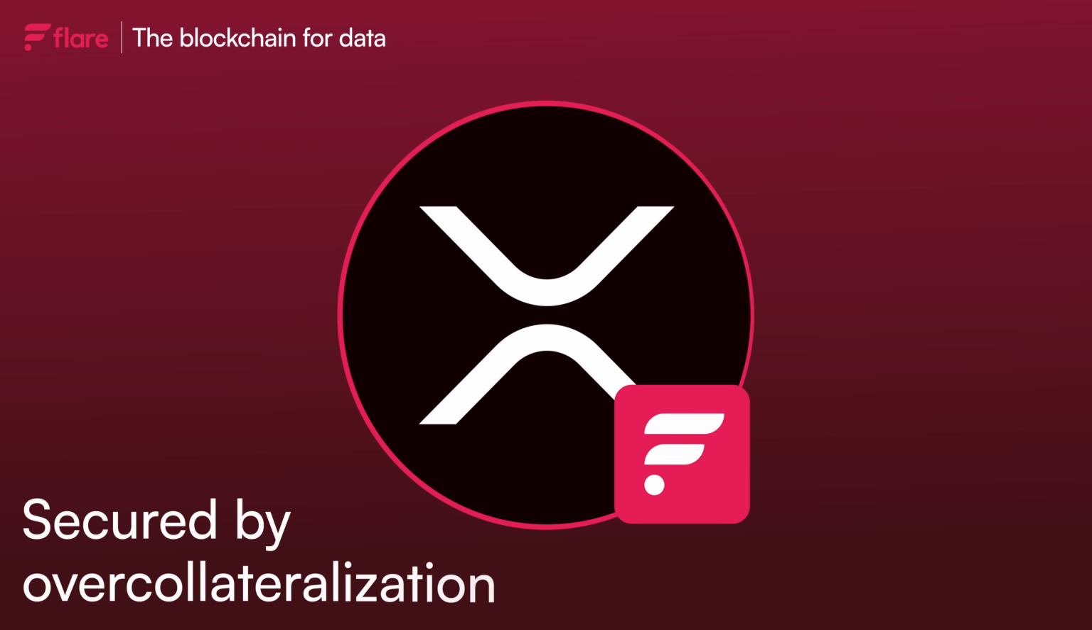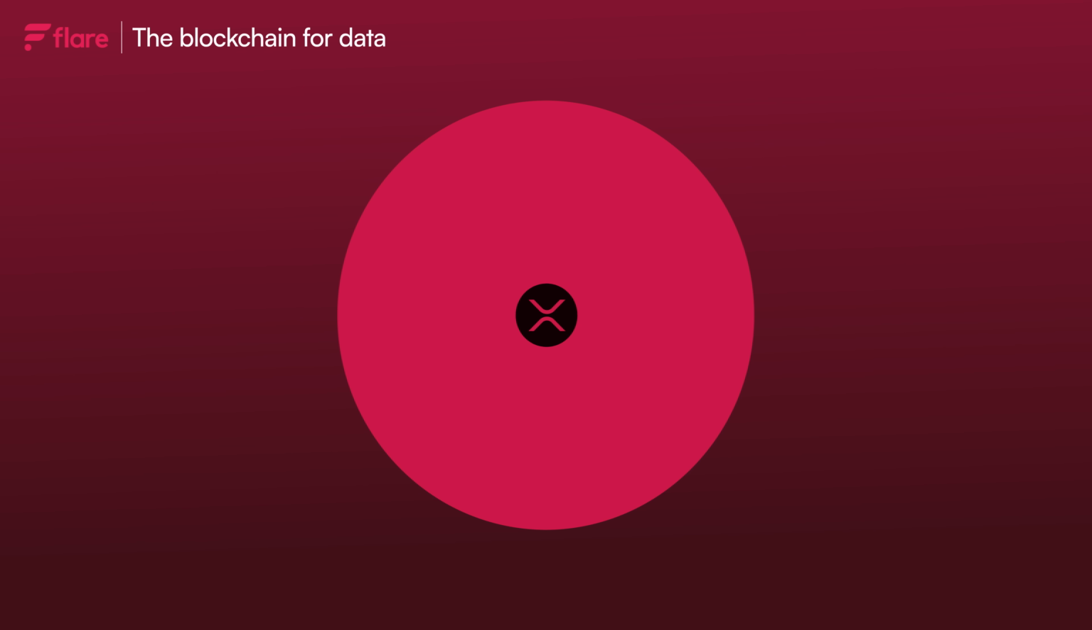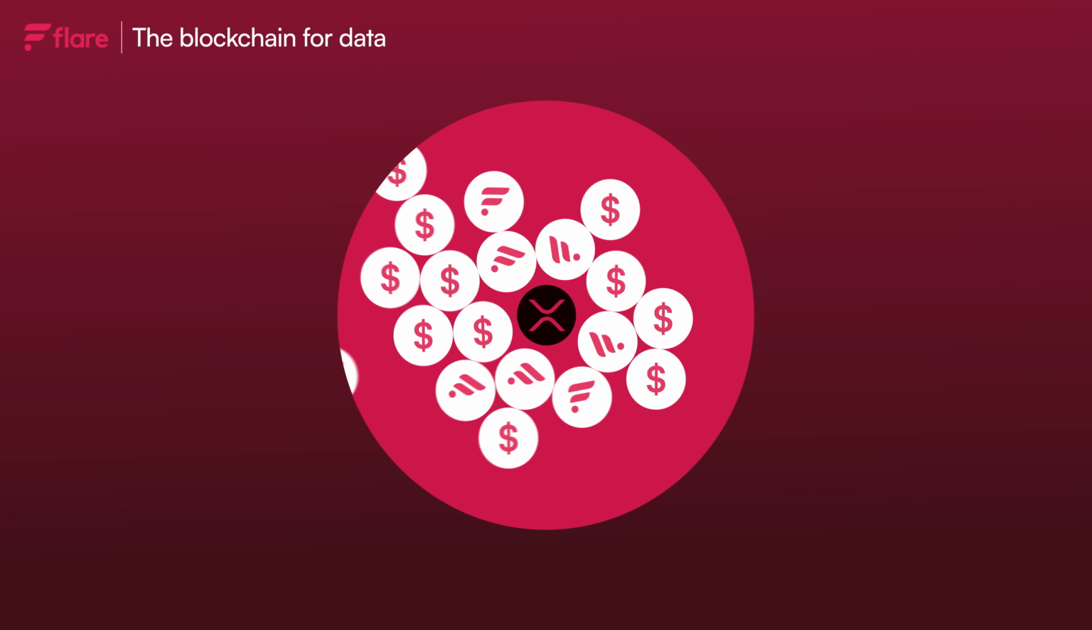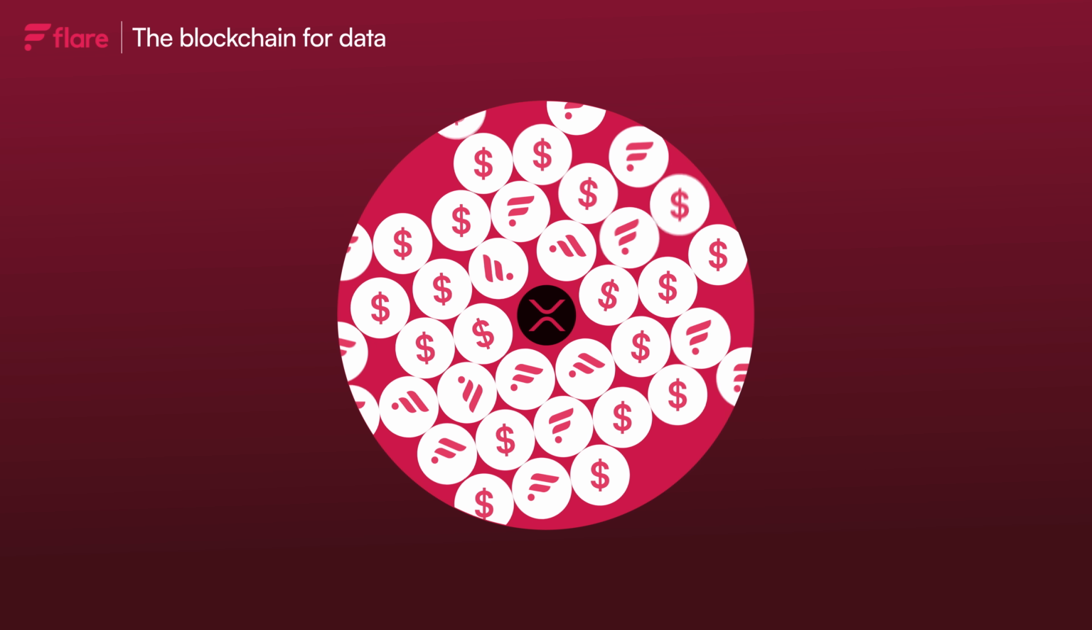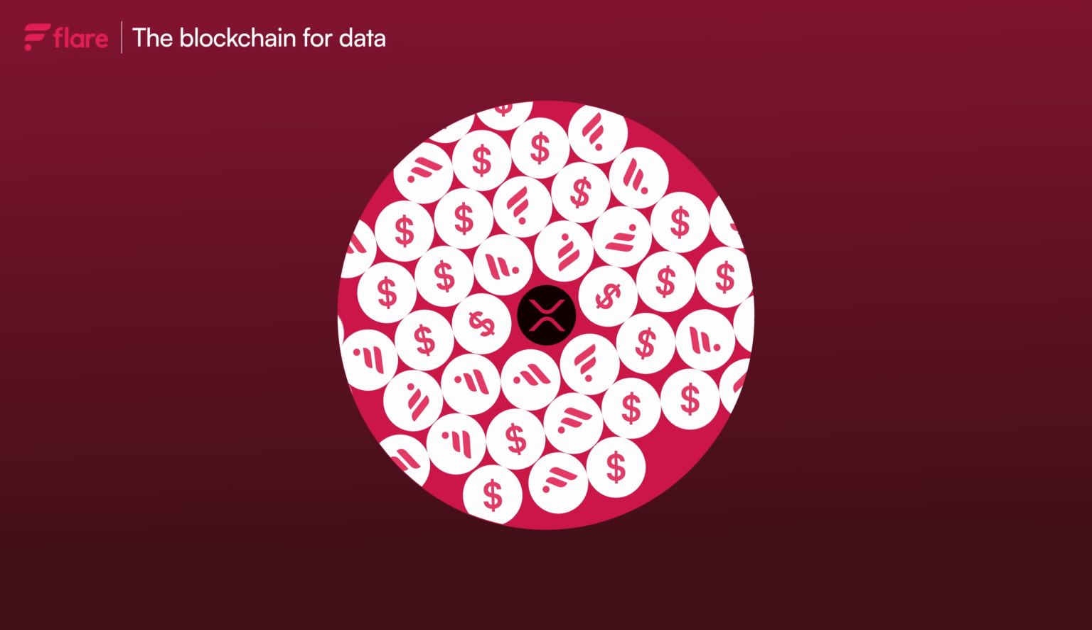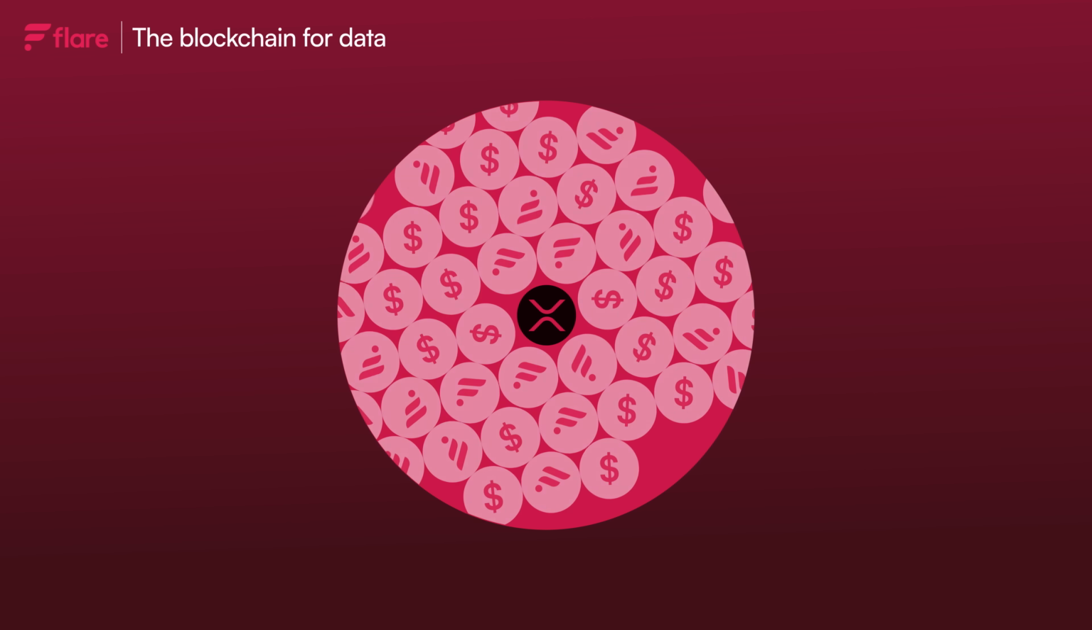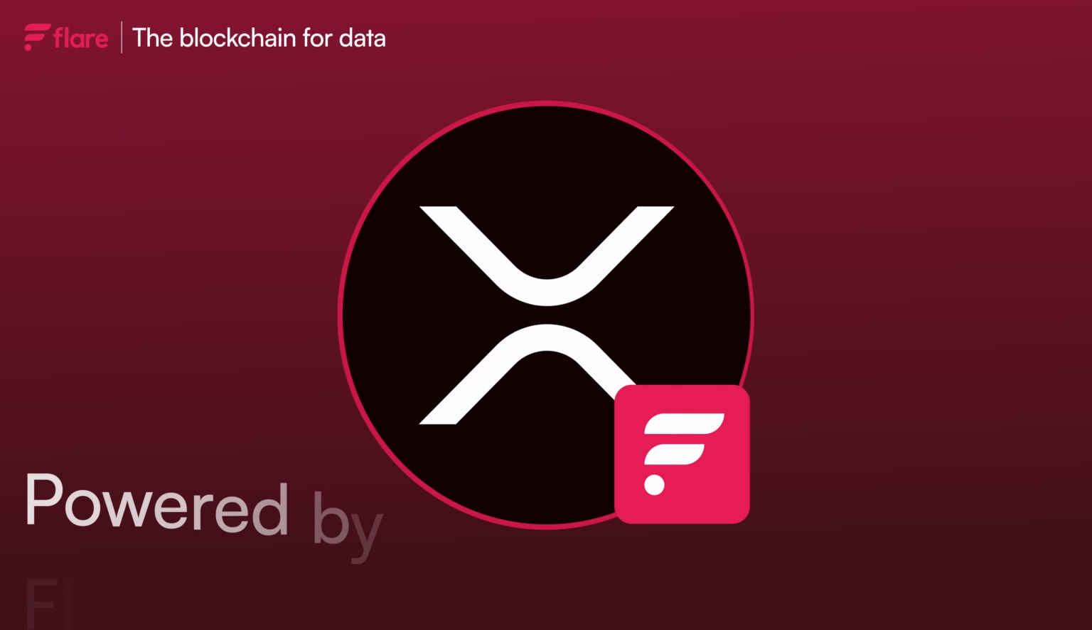When XRP is brought onto Flare, or minted as FXRP, it's backed by more value than the original deposit that it represents. This is known as overcollateralization. It protects the system and ensures FXRP is always secure.